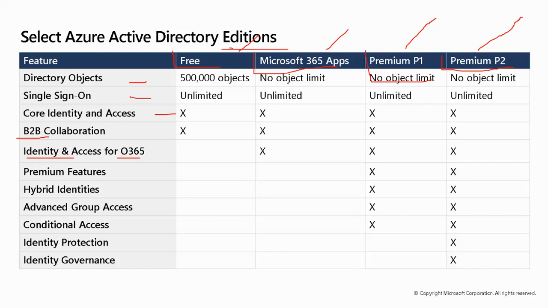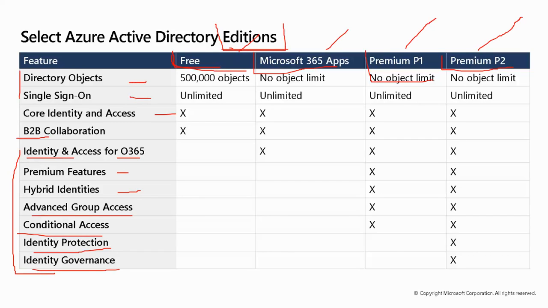We can check which edition we actually need according to what we need in our solution. Maybe we need some premium features. Maybe we need some hybrid identities, right? Maybe we need advanced group access and so on. So it's important for us to know all the features we can use, like conditional access as well, or protection for the identity. Maybe we need to govern that identity. So according to the things that we need, we're going to select our edition. We're going to select the kind of license or subscription that we need. That's important to know.